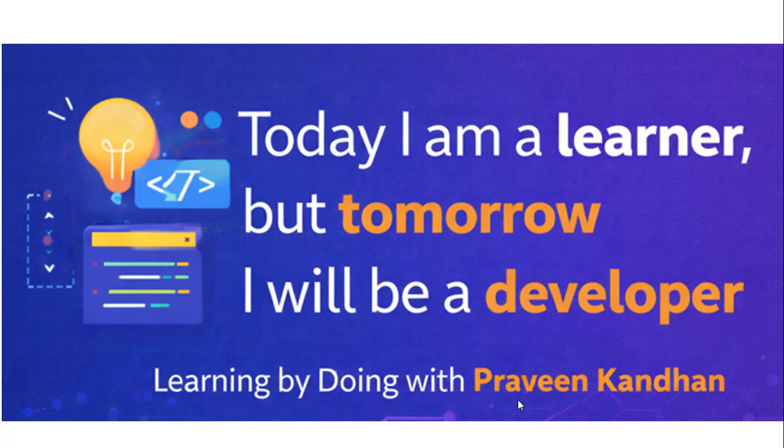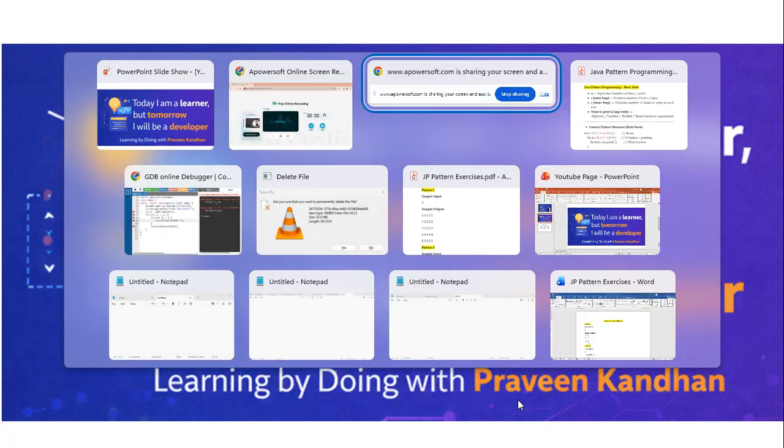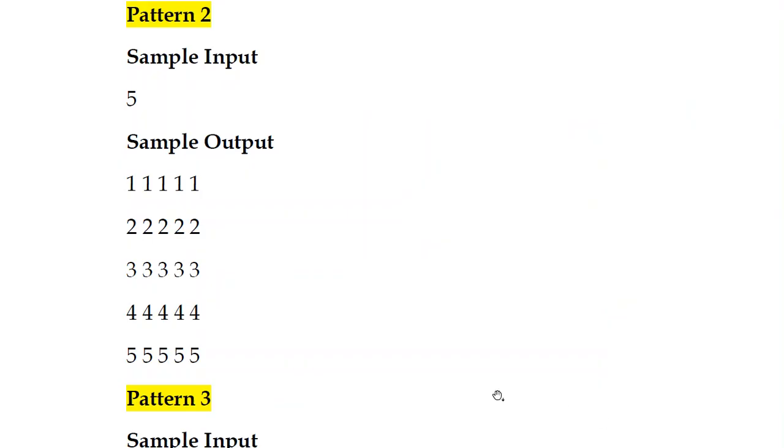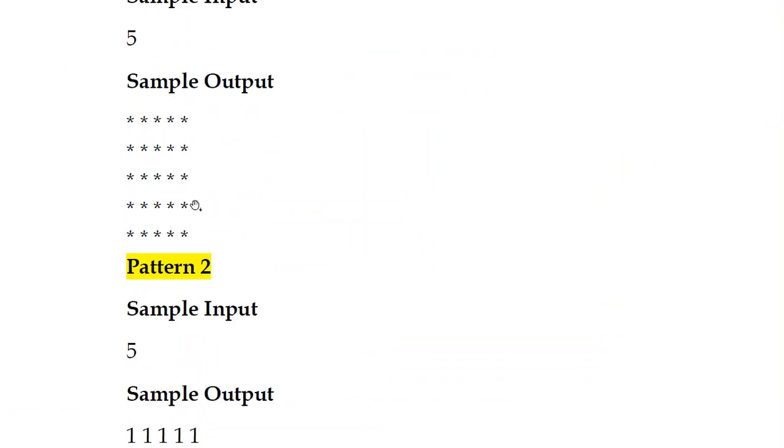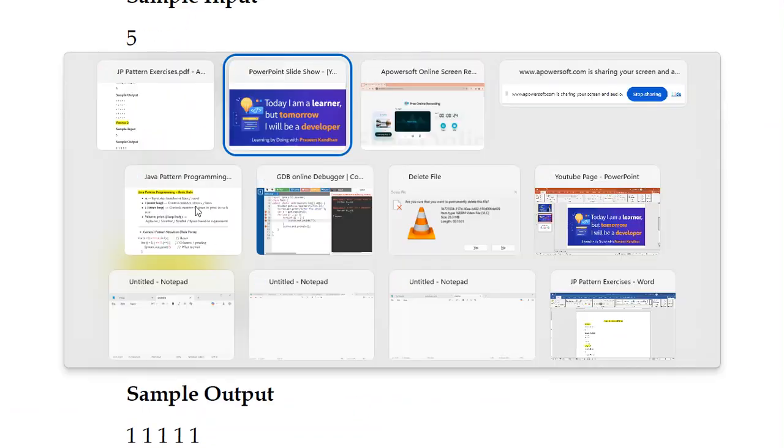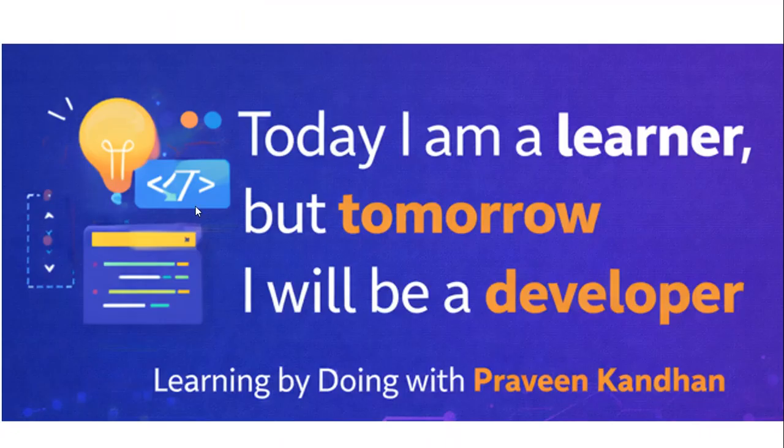This is Java programming session 7, pattern 1, square star pattern. We are going to discuss it. Before getting to this, as a prerequisite, please watch session number 6 and then you can join. Then only you can easily understand this session.